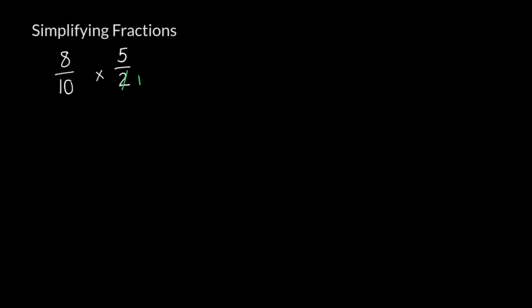So we can cancel 2 because 2 divided by 2, let me write divided by 2, will give us 1. And 8 divided by 2 will give us 4. And that's how we end up with 4 over here.